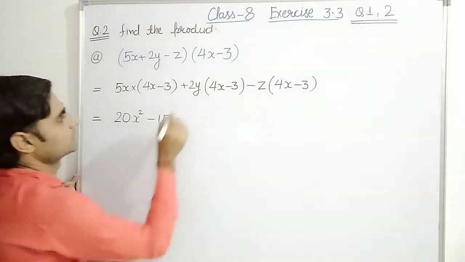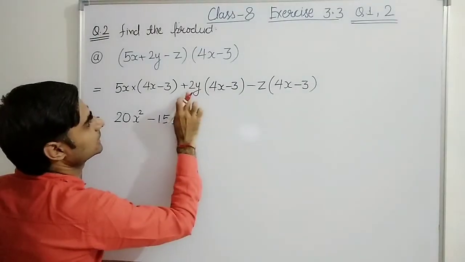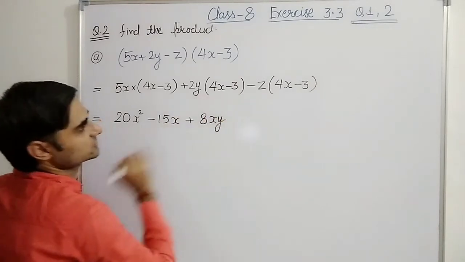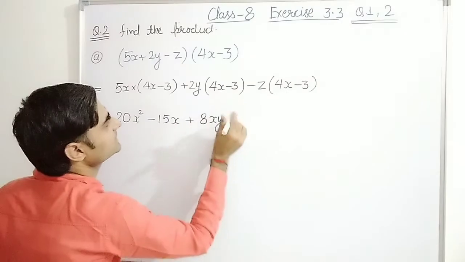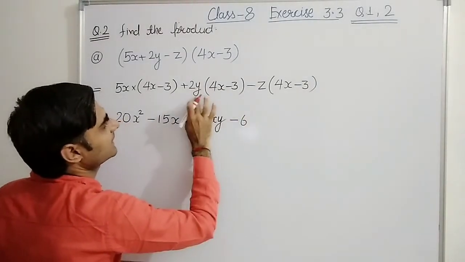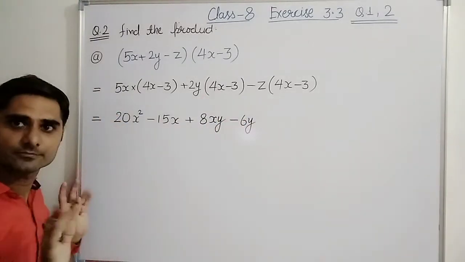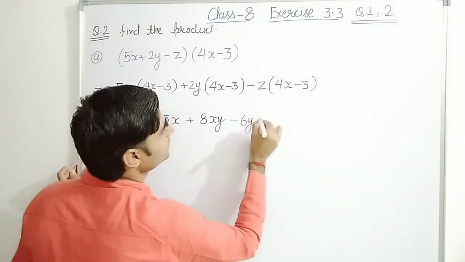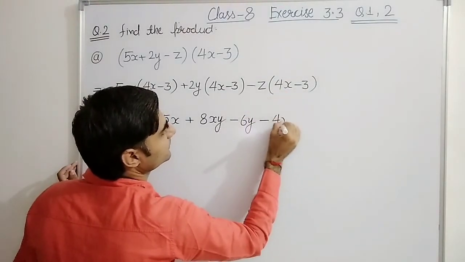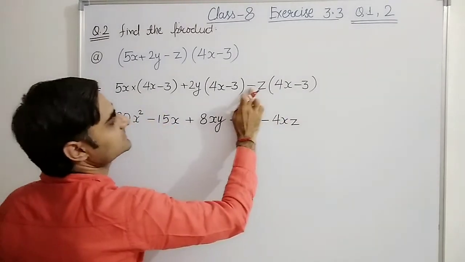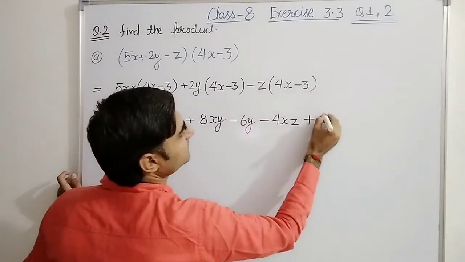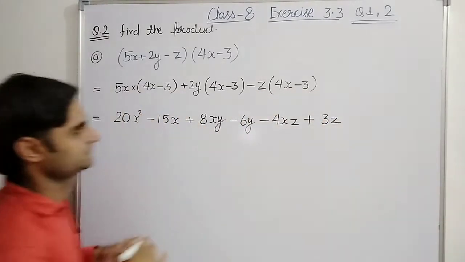Okay. Now this plus 2y will be multiplied: plus 2 fours are 8, x into y is xy, right? 2 threes are 6, but plus times minus gives the minus sign, 2 threes are 6 and this will be y, correct? So next will be equal to minus z multiplied by 4x, so minus 4xz, and this minus multiplied by minus will become plus, z multiplied by 3 is equal to 3z.